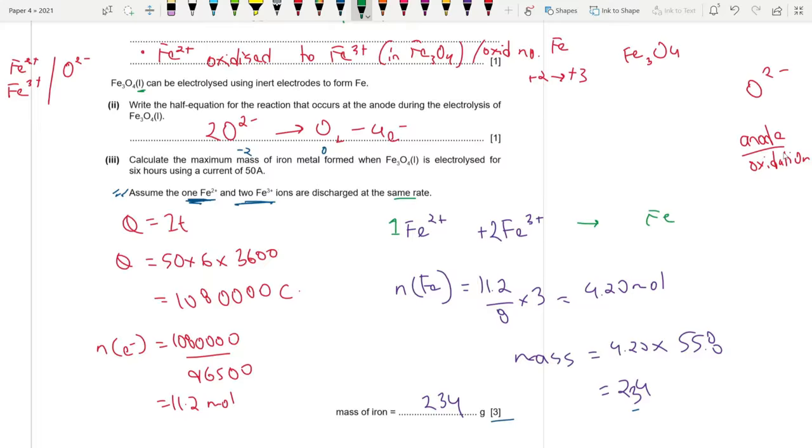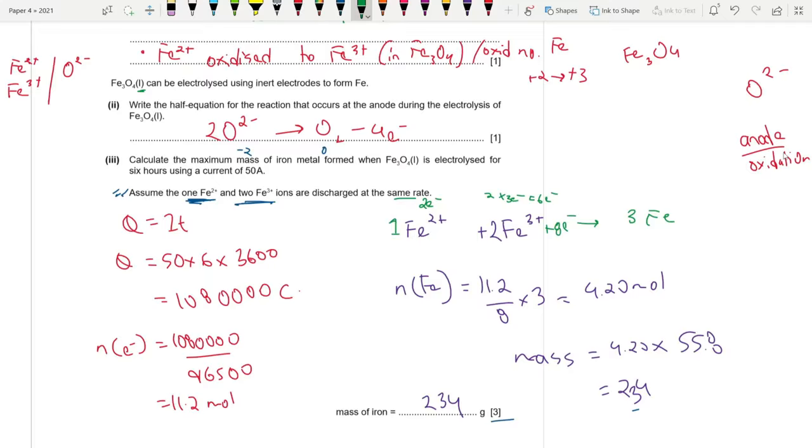Basically, we'll get 3: one Fe2+ and two Fe3+. How many electrons need to be transferred in total? For each Fe2+, it needs to gain 2 electrons. For each Fe3+, it needs to gain 3 electrons. But since there are 2, the total will be 6 electrons. So 6 electrons for Fe3+ and 2 electrons for Fe2+. We're getting a total of 8 electrons gained.